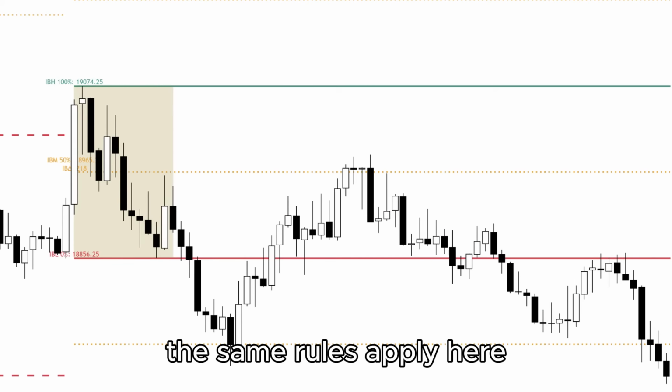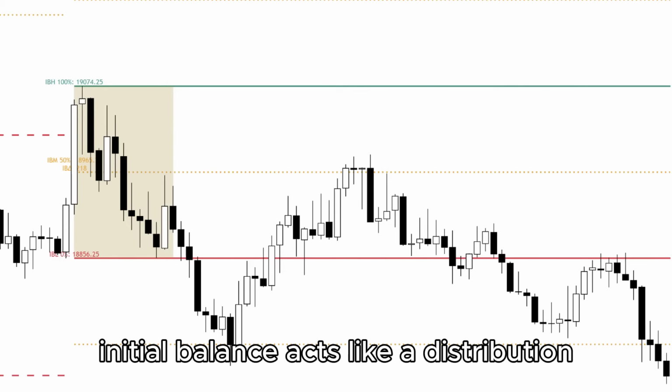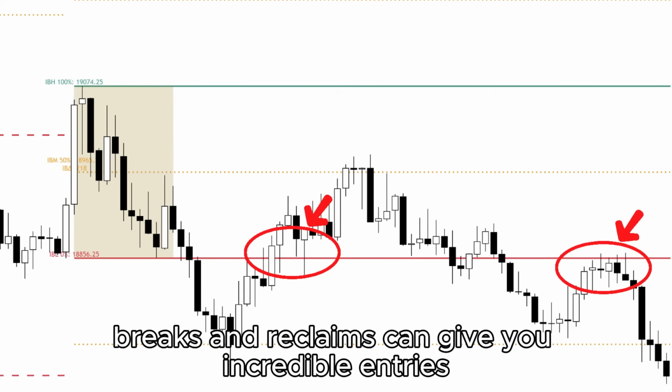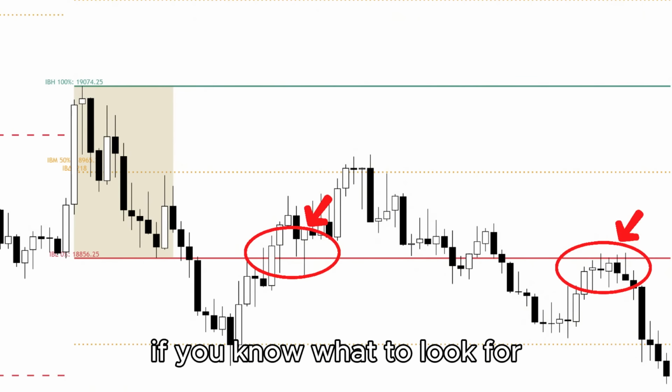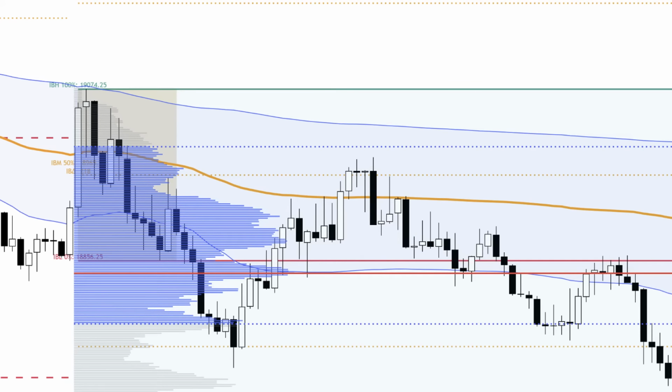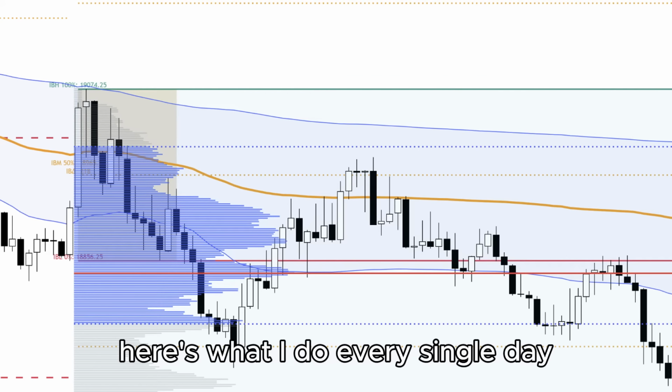The same rules apply here. Initial balance acts like a distribution. Midpoint is the point of control. Breaks and reclaims can give you incredible entries if you know what to look for. Individually, these tools are powerful, but together, it's an unfair advantage. Real edge.